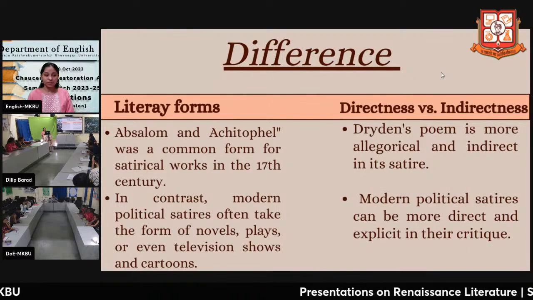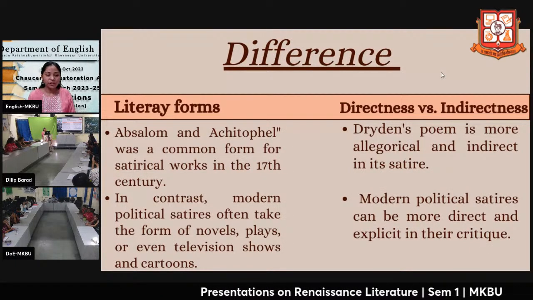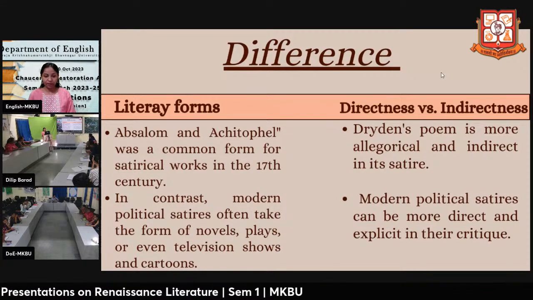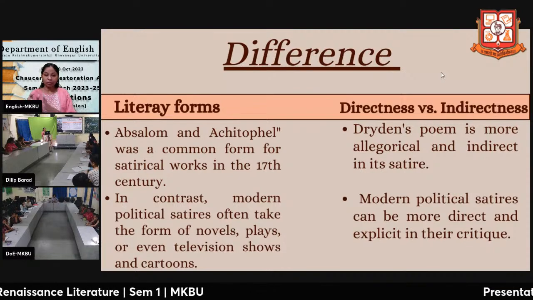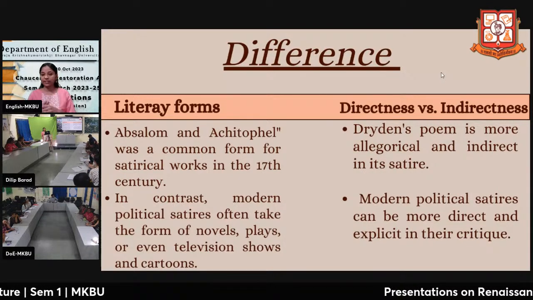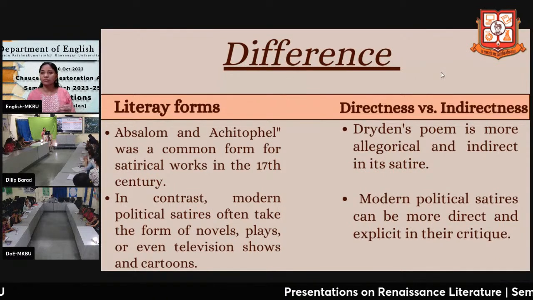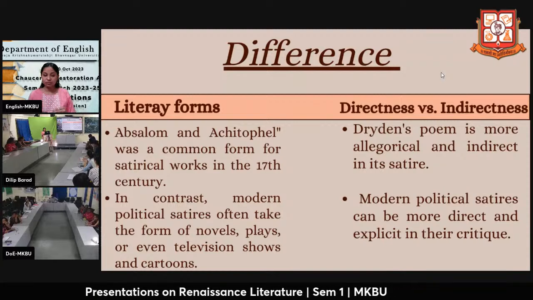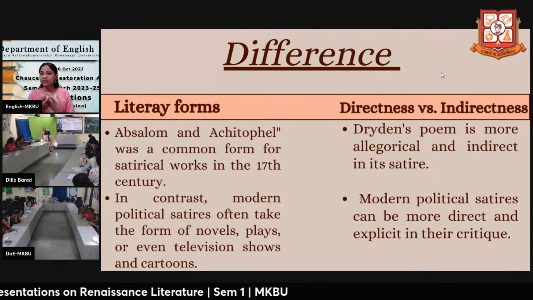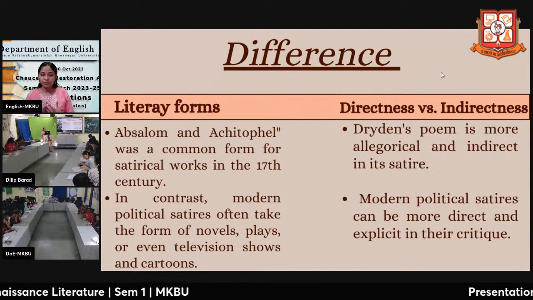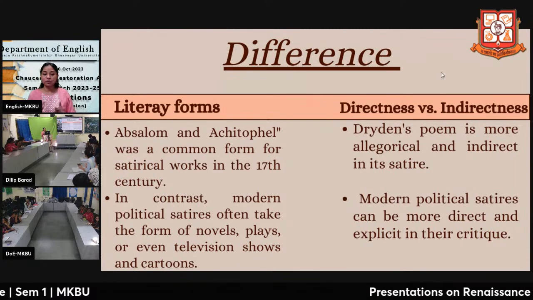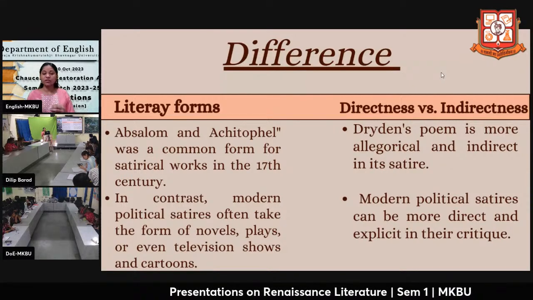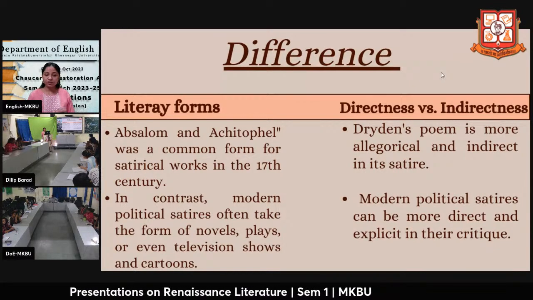Then the differences. Absalom and Achitophel was a common form for satirical work in the 17th century, whereas in a common form, what are the audiences like? They might be the ones who know how to read or understand or explain a live performance on the stage, or who know poetry. In contrast, modern political satires use novels, plays, or even television shows and cartoons.